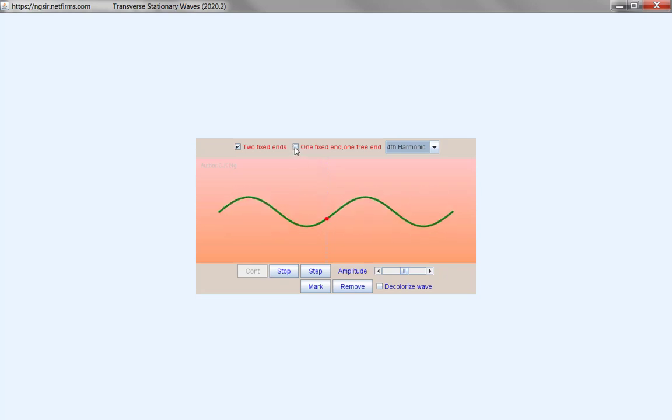Okay. On the other hand, I can look at what happens if I do free up one end of my string. So now you can see I have one node and one antinode, and I get a very different looking oscillation.